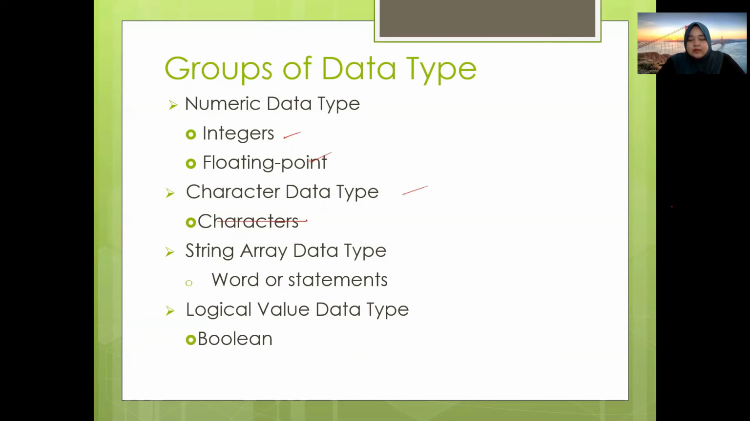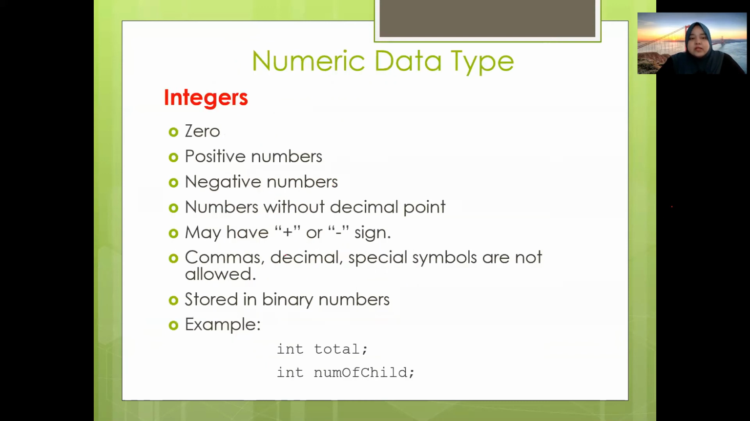Okay, group of data type: numeric data type, we have integer and floating point. Character data type, kita ada character, string, array data type, word or statement. Logical value data type is boolean for the value of true or false. Okay, integer, numeric data type: 0, positive number, plus or negative sign. Comma, decimal, special symbol are not allowed. Kalau you declare integer, you tak boleh simpan words ke apa, tak boleh. Store in binary number, so this is how it looks like.